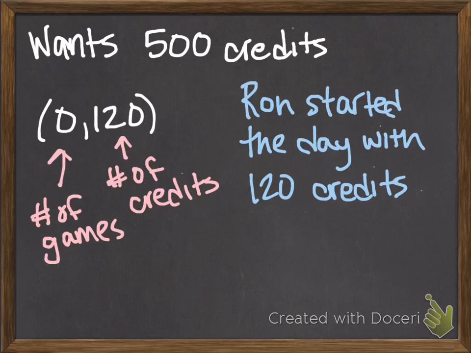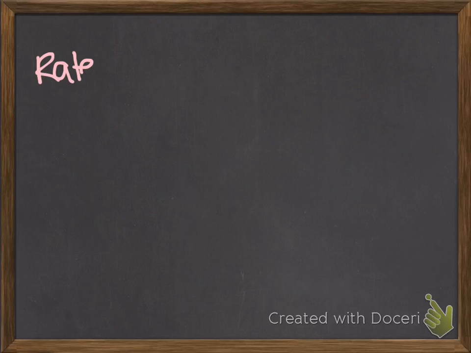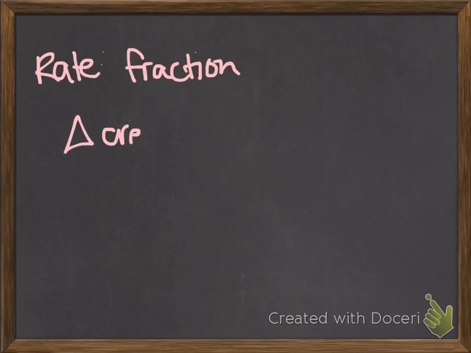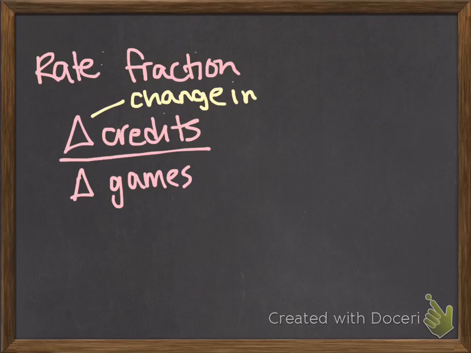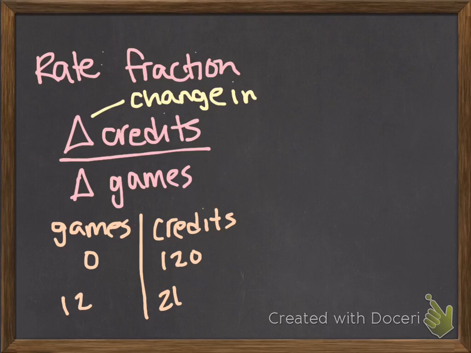Number 2. Write a rate to compare the change in credits earned to the change in games won. Show your work. They want a rate. A rate is a fraction, and they want us to look at the change in credits. Remember that triangle means change in, and they want us to look at the change in credits compared to the change in games. So I'm going to real quick write a piece of that table. You don't have to write that. And we're going to look at the change in credits divided by the change in games.